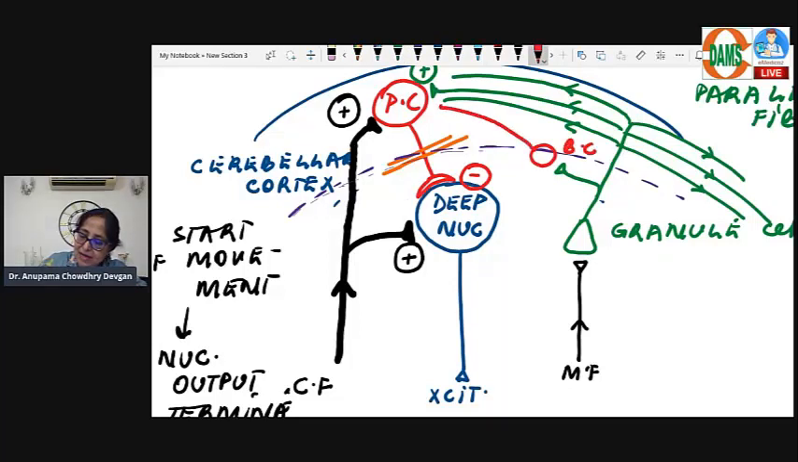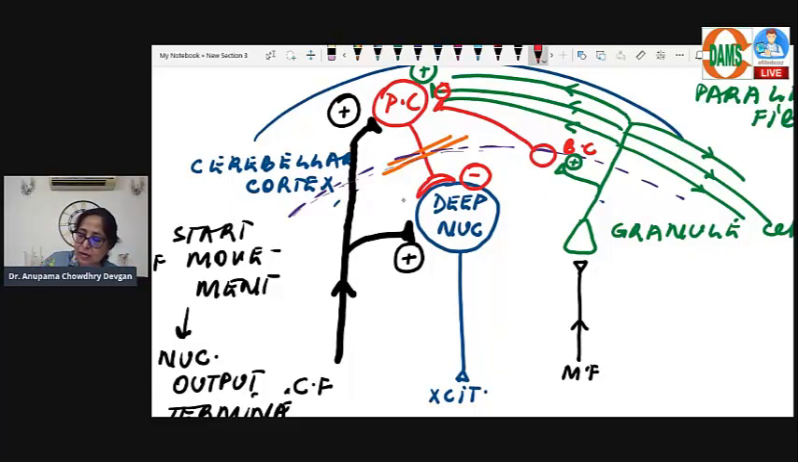And the basket cell will inhibit the Purkinje cell. Feed forward: the granule cell excites the basket cell, but the basket cell will inhibit the Purkinje cell. Yes, that is known as feed forward inhibition. We've discussed this.